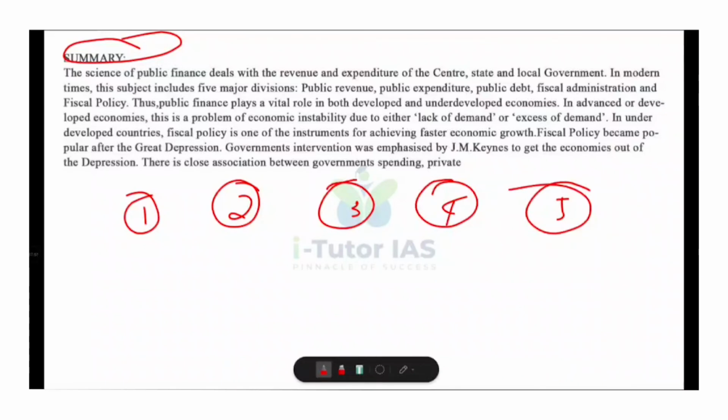In developed countries, the main issue is economic instability caused by either too little demand or too much demand. In developing countries, fiscal policy is used mainly to achieve rapid economic growth. Fiscal policy gained importance after the Great Depression, when J.M. Keynes suggested that government intervention, especially through public spending, is necessary to pull an economy out of recession. Thus, government expenditure and private economic activities are closely linked, making fiscal policies a powerful tool for managing the economy.